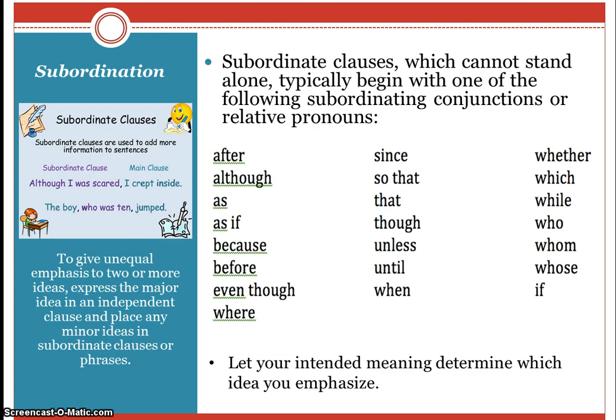Subordination. To give unequal emphasis to two or more ideas, express the major idea in an independent clause and place any minor ideas in a subordinate clause or phrase. Subordinate clauses, which cannot stand alone, typically begin with one of the following subordinate conjunctions or relative pronoun: after, although, as if, because, before, even though, where, since, so that, though, unless, until, when, whether, which, while, whom, whose, if. Let your intended meaning determine which idea you emphasize.